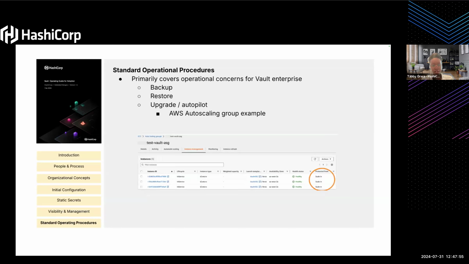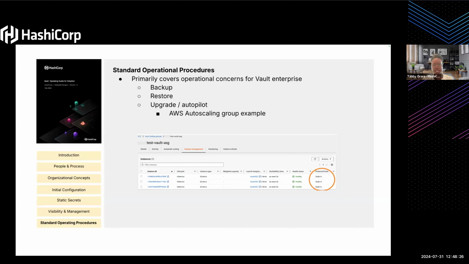Another section of the guide is the standard operational procedures, right? And this is specific to the Vault Enterprise version, which is the self-hosted variant of Vault. And when you go through the HVD, you will realize that unless stated otherwise, the capabilities and features are applicable to all the editions of Vault. If not, it will explicitly tell you this is only applicable to HCP Vault, and so forth.